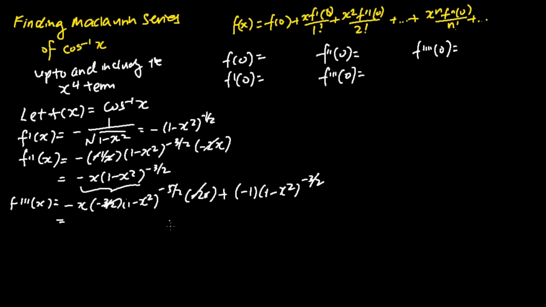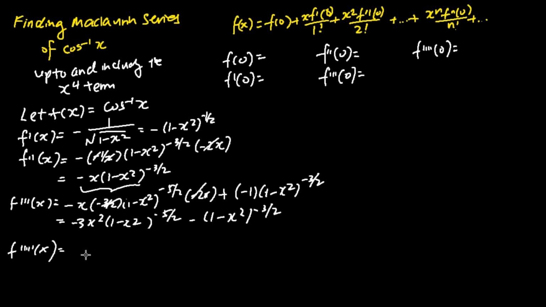After simplifying, we get 3x squared, 1 minus x squared to the power of negative 5 over 2. Now, of course, we have a negative sign in front, and subtracting away 1 minus x squared to the power of negative 3 over 2.